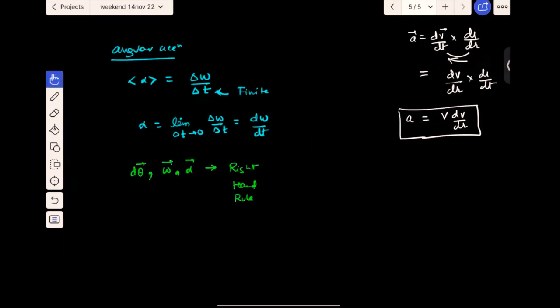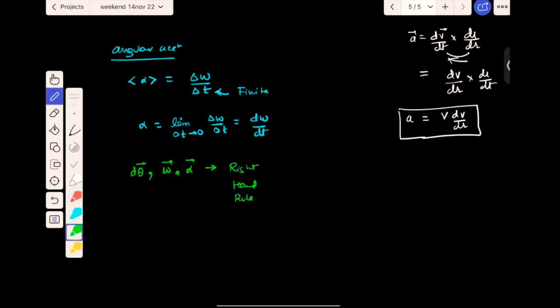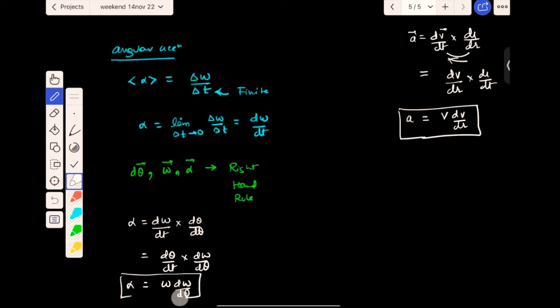Similar to that, here also we can do such a thing. If I write alpha equal to d omega by dt, then I will multiply by d theta and d theta. So what we get is d theta by dt into d omega by d theta, where d theta by dt is going to be omega only. So alpha I can write as omega d omega by d theta. That is very much similar to the thing that we did earlier.